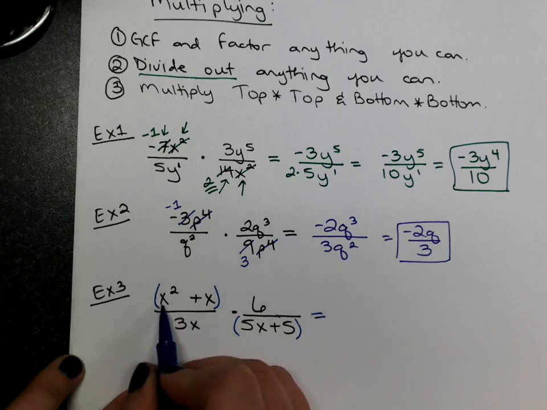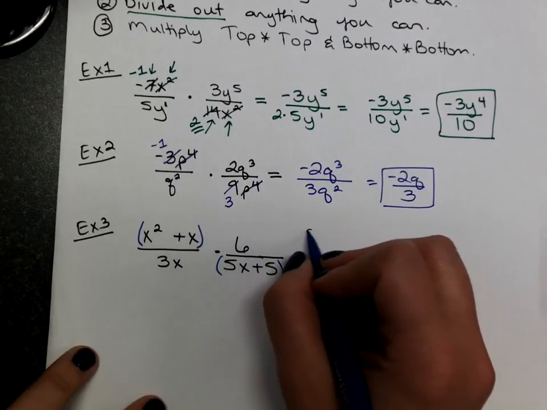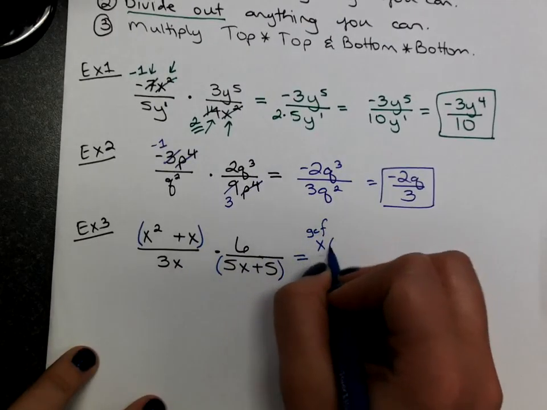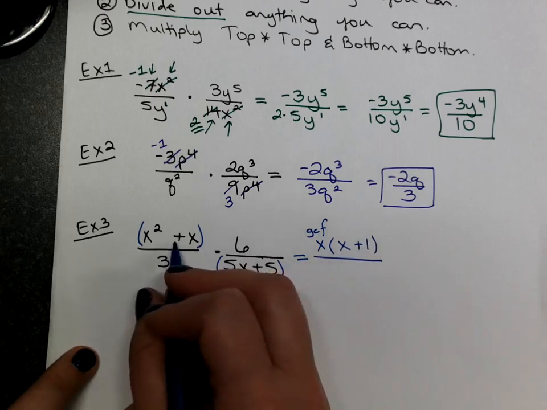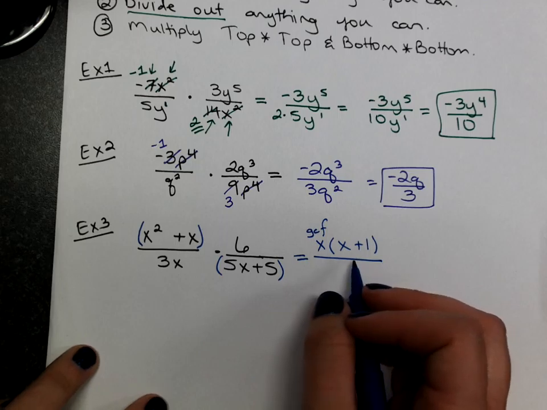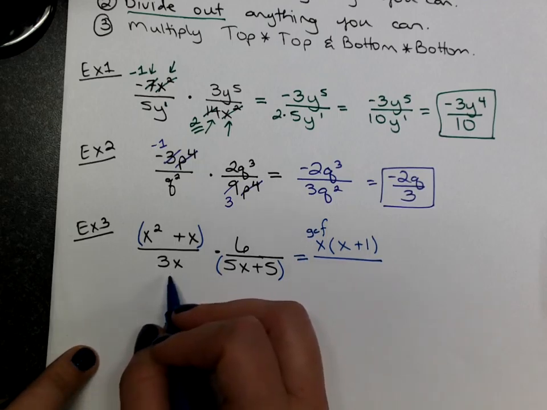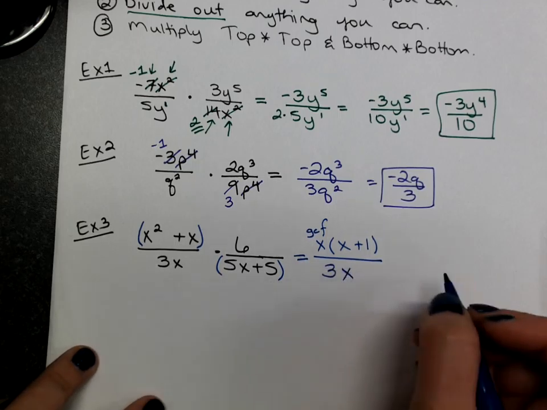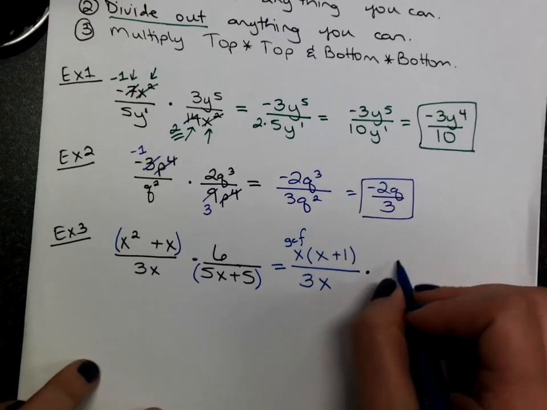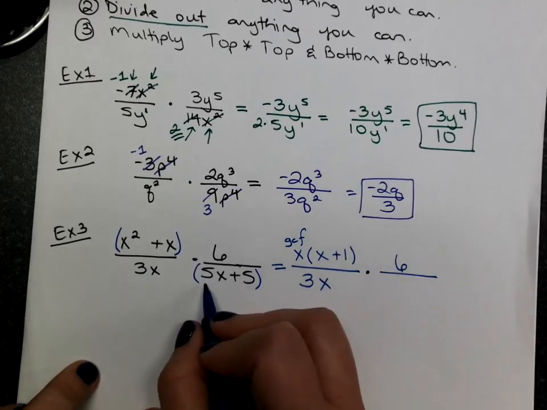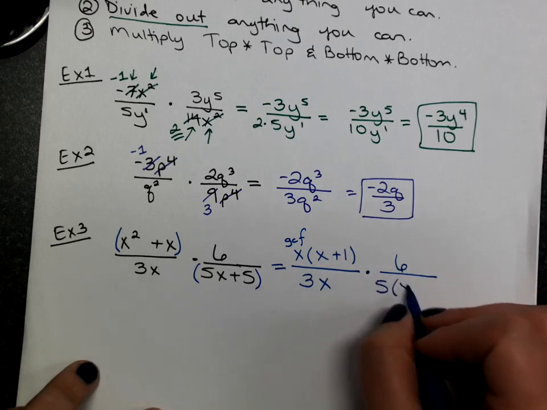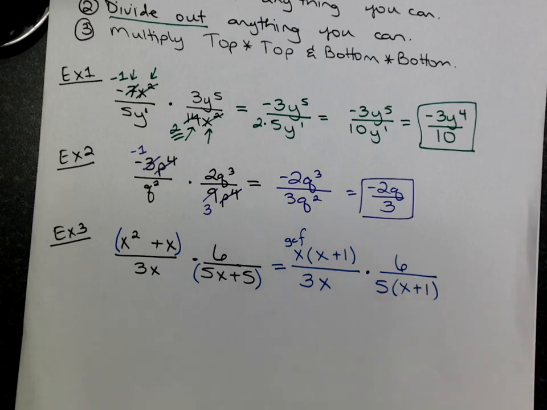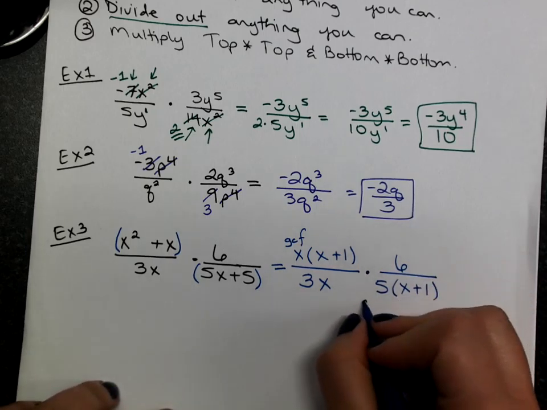If I just look at the top of the first expression, I have x squared plus x. I should be able to see a GCF of x, and that leaves me with x plus 1. So just the top of the first one can be simplified by taking out a GCF. The bottom of the first one we can't do anything, so I'm just going to leave it 3x times 6 is just 6. Between 5x plus 5, we can take out a GCF of 5, and then we're also left with x plus 1. So again, I just took out a GCF.